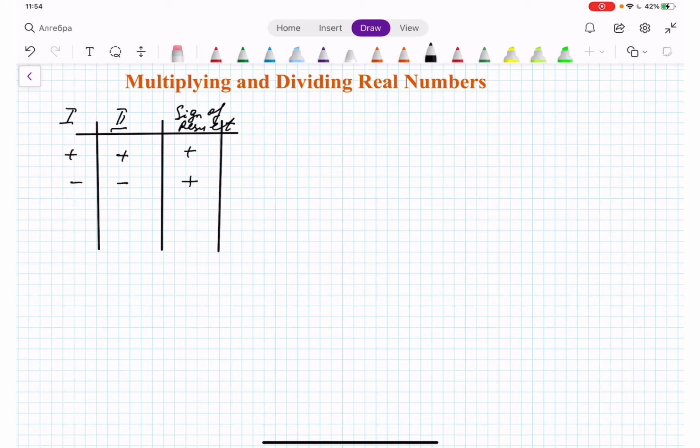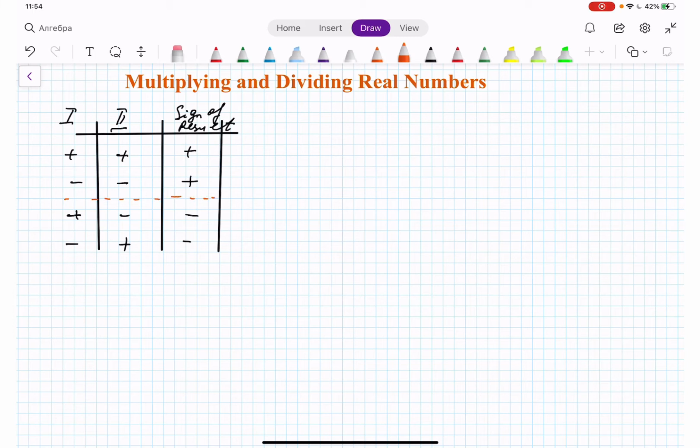So if both numbers are positive or both numbers are negative, be it multiplication, be it division, the result is going to be positive. If signs are different, positive, negative, or negative, positive, result is going to be negative, as easy as it is.